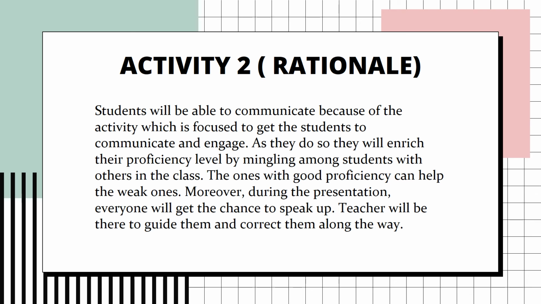The rationale for activity 2. Students will be able to communicate because the activity is focused on getting the students to communicate and engage. As they do so, they will enrich their proficiency level by mingling with others in the class. The ones with good proficiency level can help the weaker ones. Moreover, during the presentation, everyone will get a chance to speak up. The teacher will be there to guide and correct them along the way.